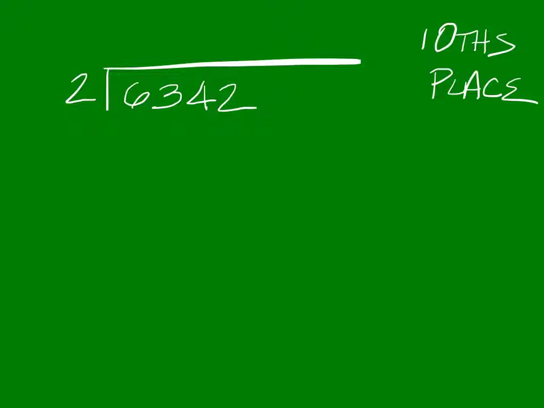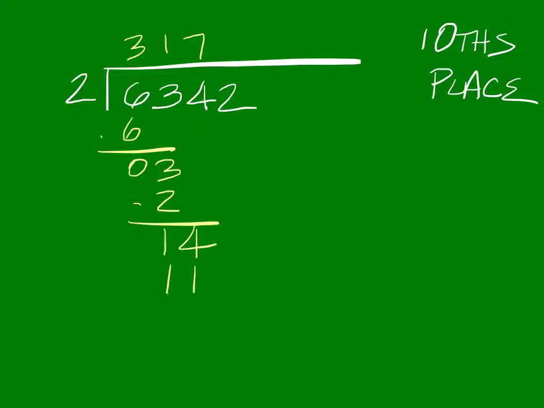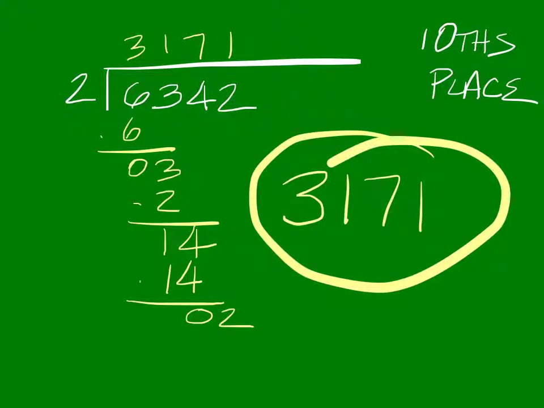On the practice problem, 2 into 6 3 times with nothing left over, drop the 3, into that once for 2 with 1 left over, into 14 7 times, nothing left over, and into 2 just once with nothing left over. 3171.